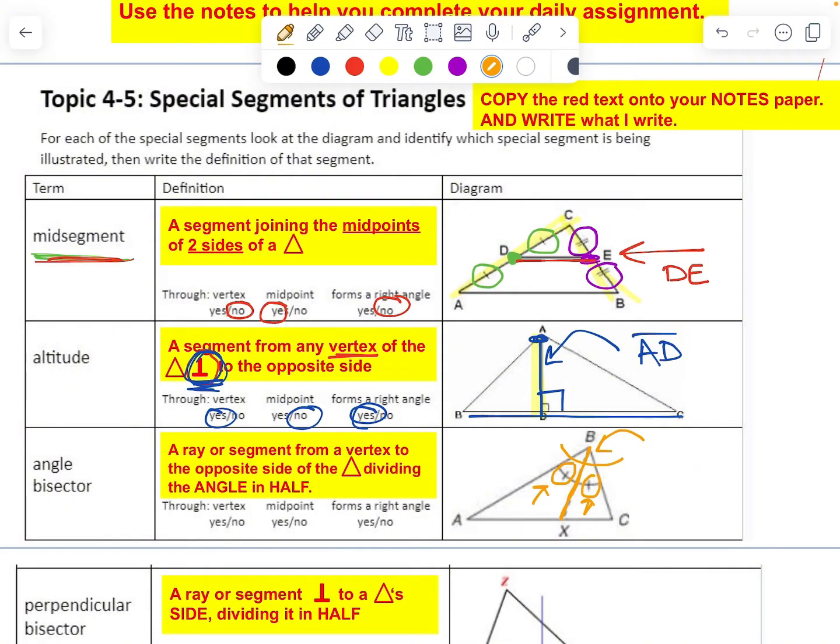Is that going through a vertex? Yes, we're starting at B, and it even says in the definition vertex. Are we dealing with midpoints? So when I look at this bottom line right here, is that angle bisector cutting that in half? And the answer is no. Does it form a right angle? It can, but it doesn't necessarily mean that it will. So the answer is going to be no. And that one was from B to X. That is our angle bisector.